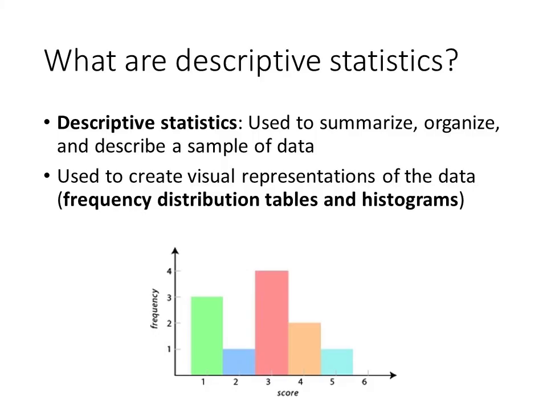More specifically, descriptive statistics can be used to summarize, organize, and describe a data set. For example, the data can be organized into a visual. Frequency distribution tables and histograms are some of the most common ways that data can be visually represented. Whatever the topic of interest, the scores are along the horizontal axis, and the frequency of that score, how often, how many people score at that level, is represented along the vertical axis.